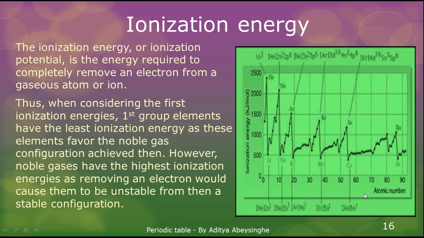Now when you think about the first ionization energy, noble gases have the highest ionization energy. That is due to their configuration: helium is 1s2, and all the other noble gases have an s2p6 configuration. Neon has 2s2 2p6, argon has 3s2 3p6, krypton has 4s2 4p6, and so on. We call that the noble gas configuration.